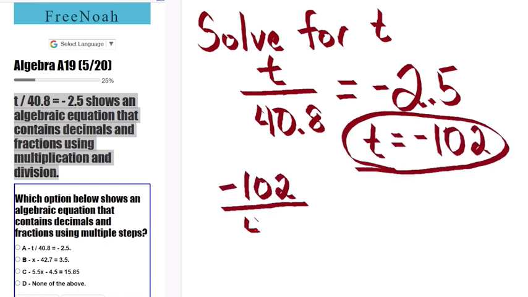And we check our answer by inputting our t into the original equation. So we can say -102 over 40 and 8/10 equals -2 and 5/10. Negative 102 over 40 and 8 tenths equals negative 2 and 5 tenths.